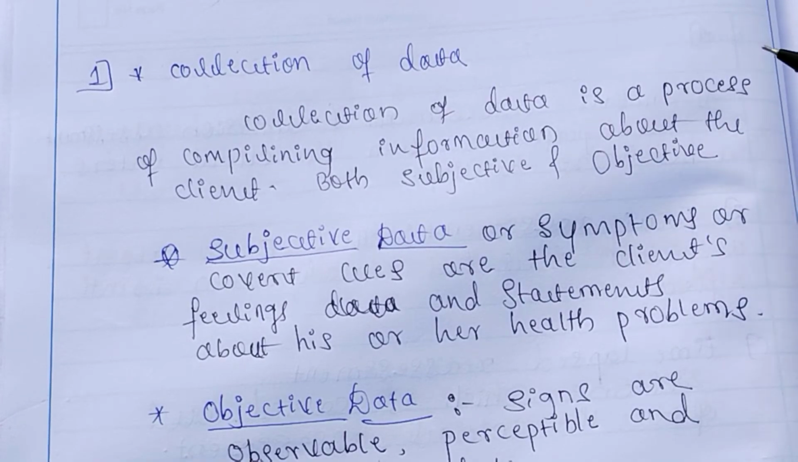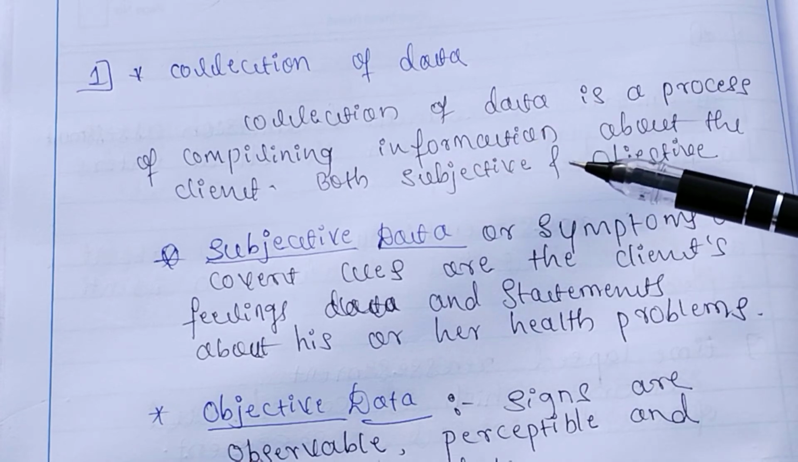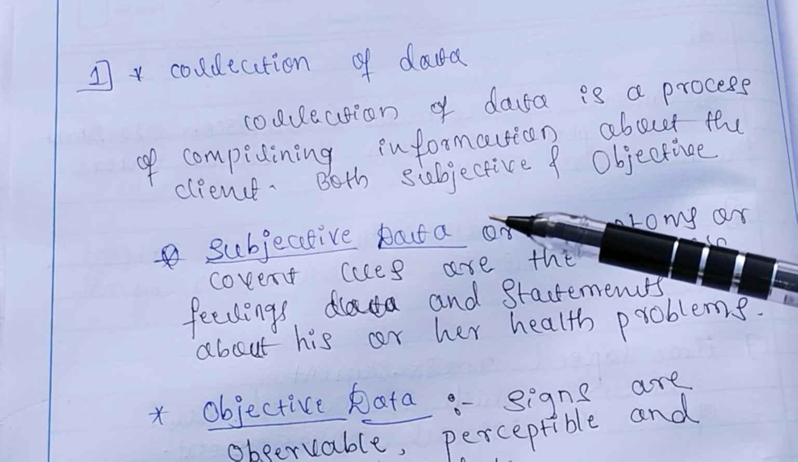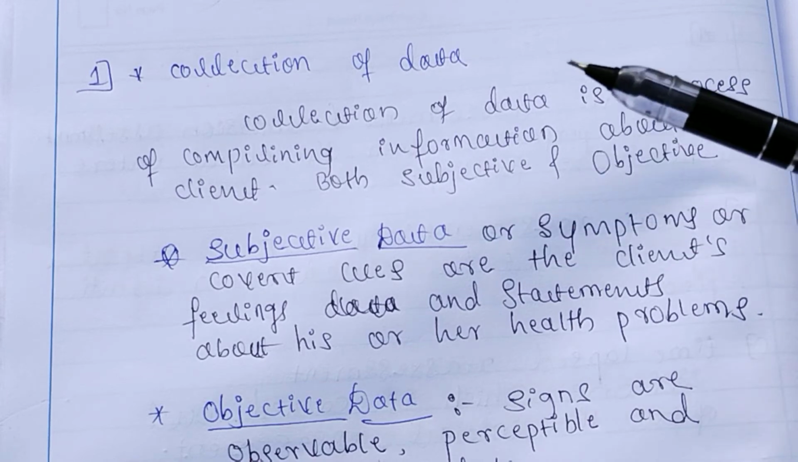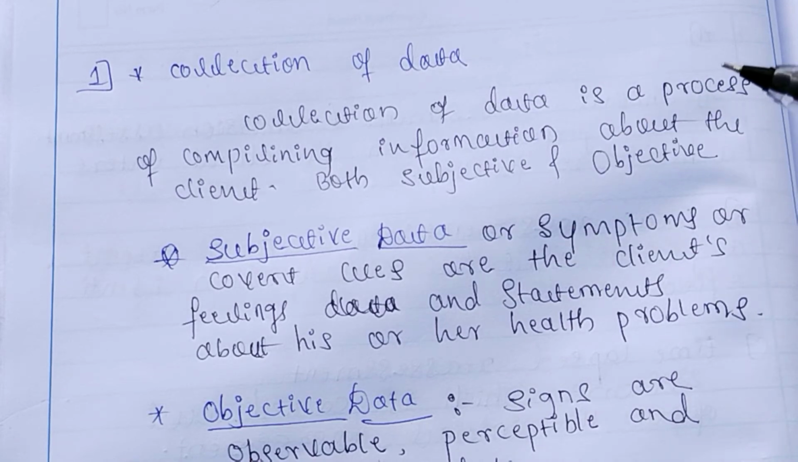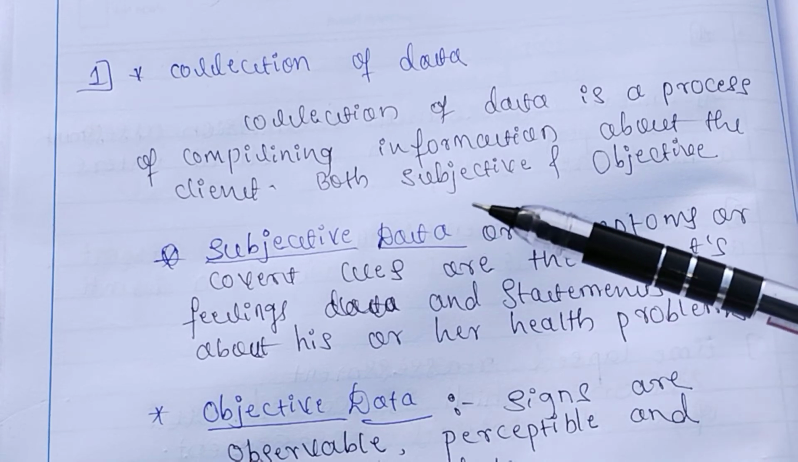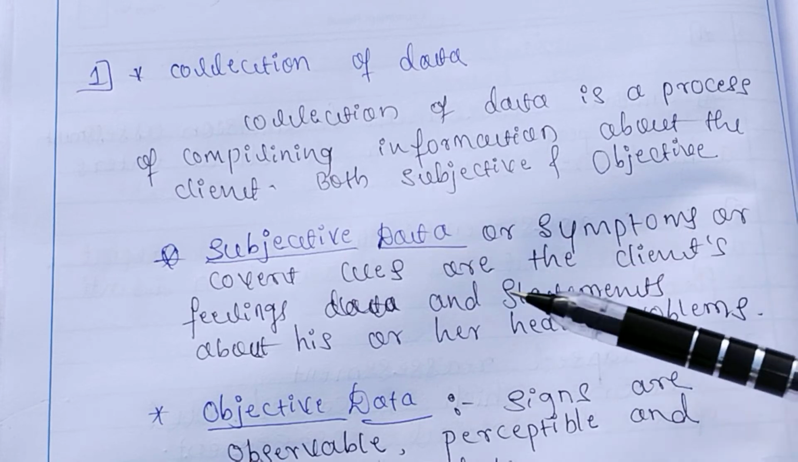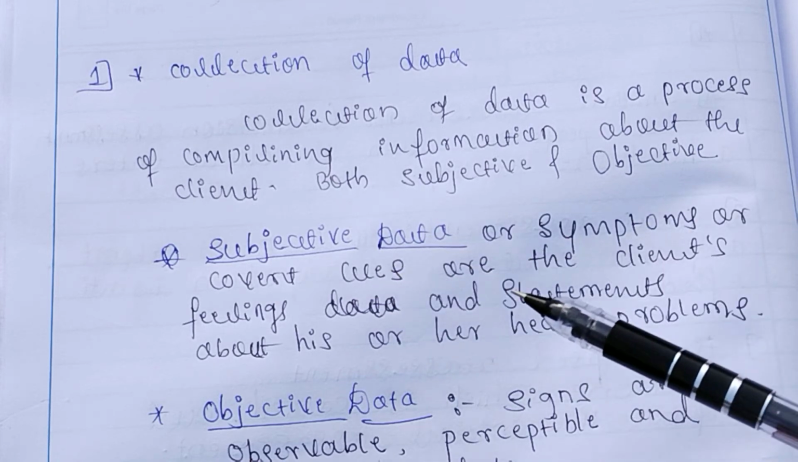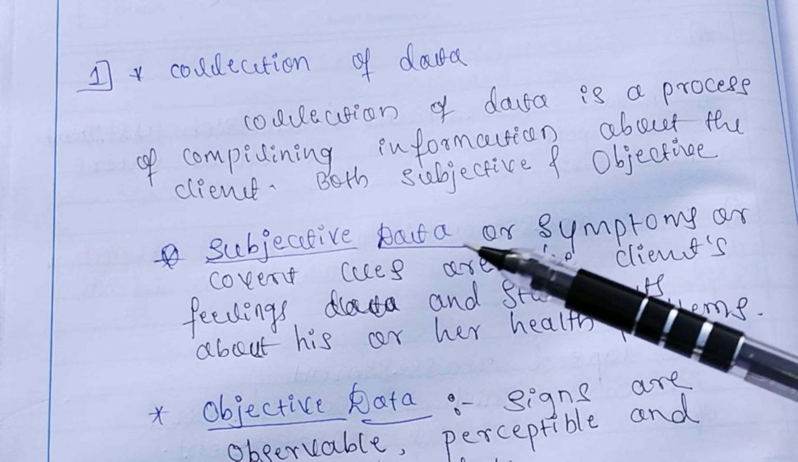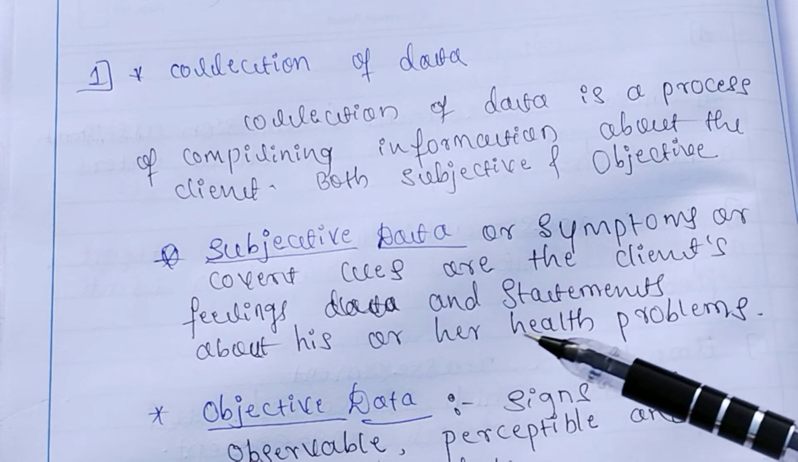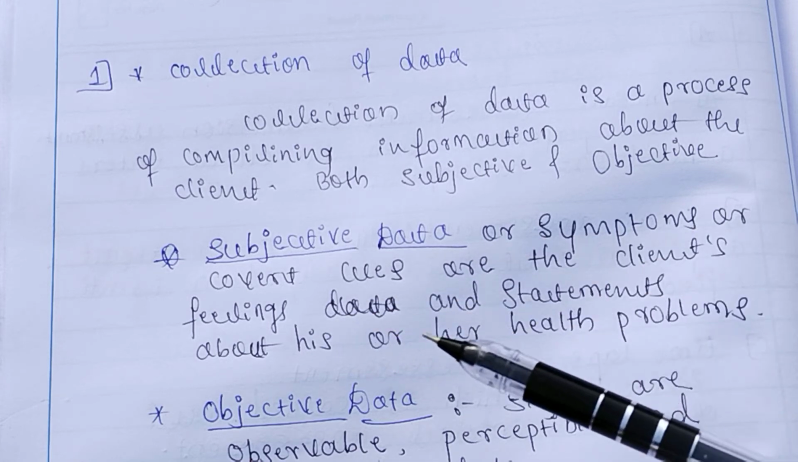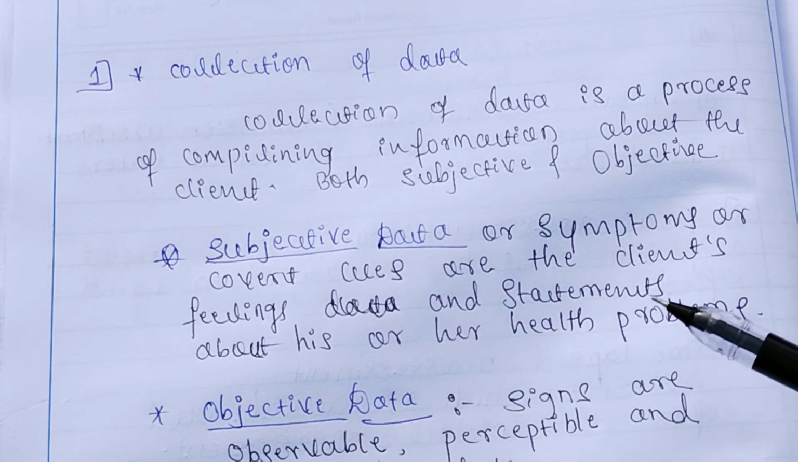Collection of data is a process of compiling information about the client, both subjective and objective. So what is subjective and objective? First is subjective data. Subjective data are symptoms, or covert cues, the client's feelings and statements about his or her health problem.